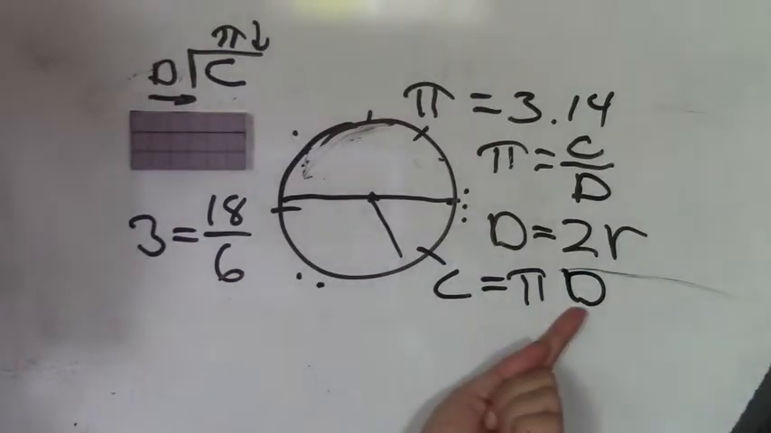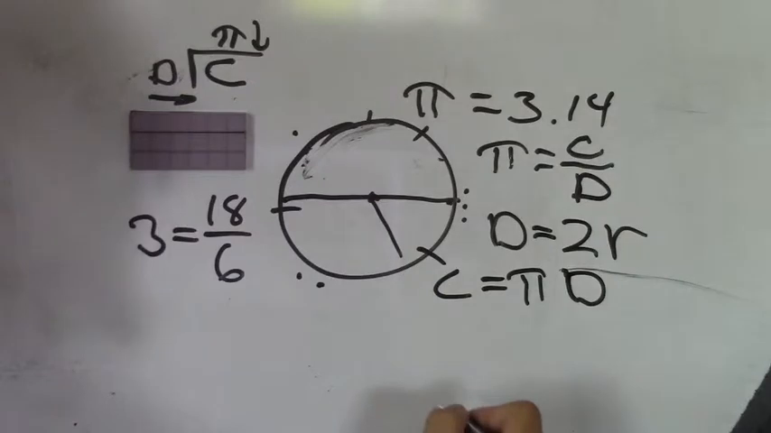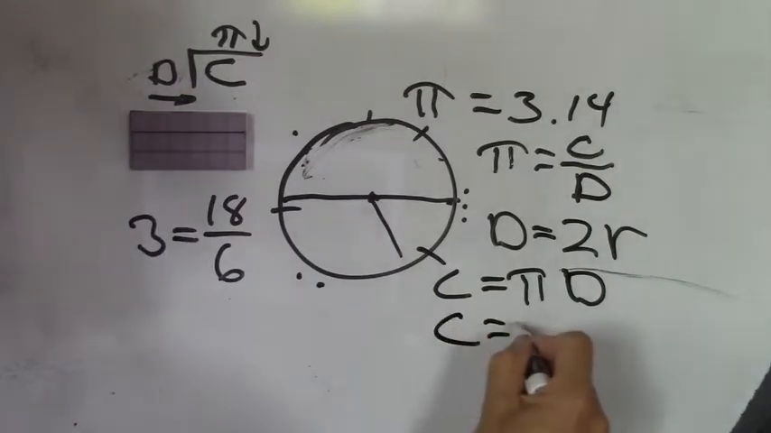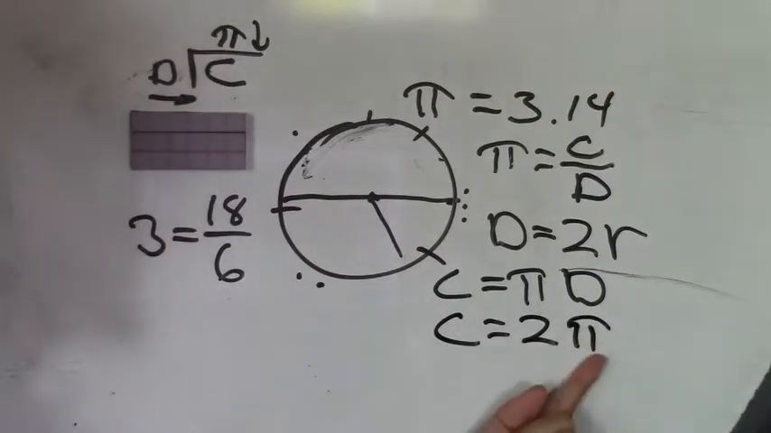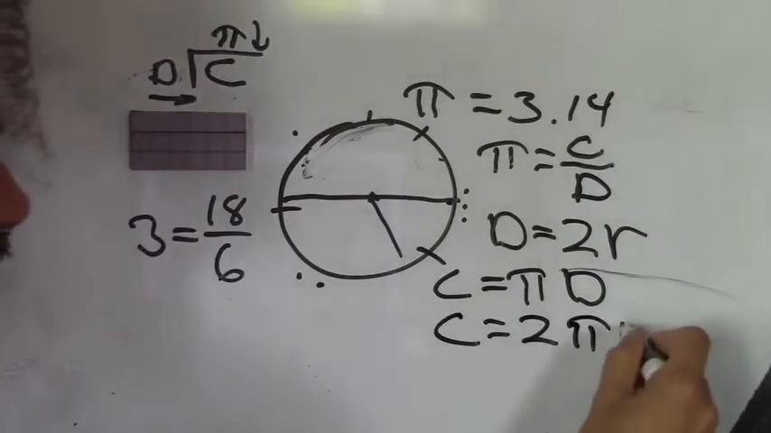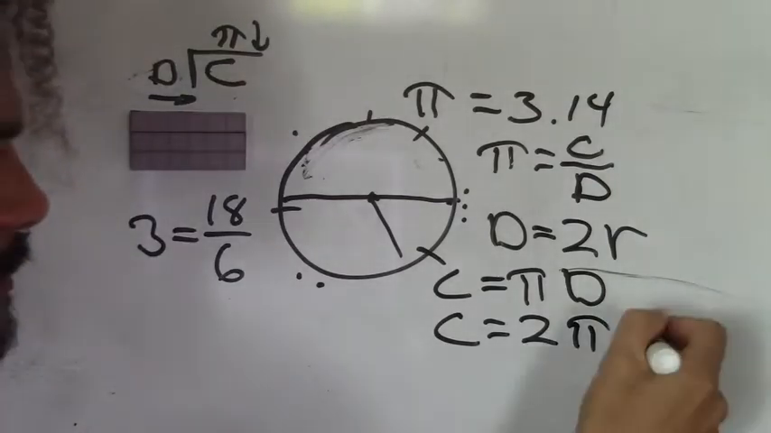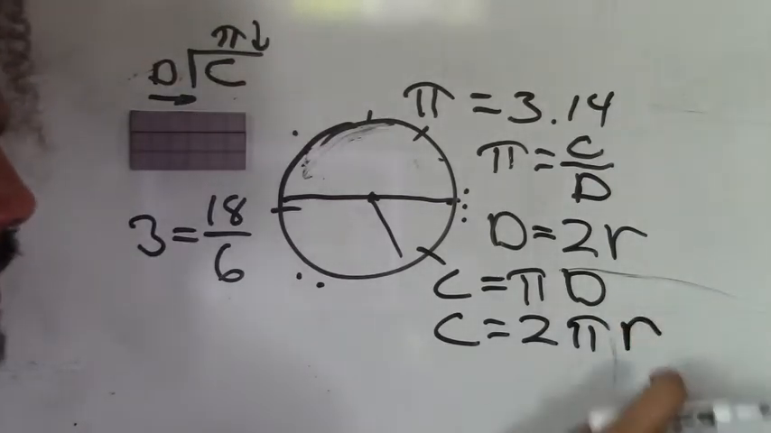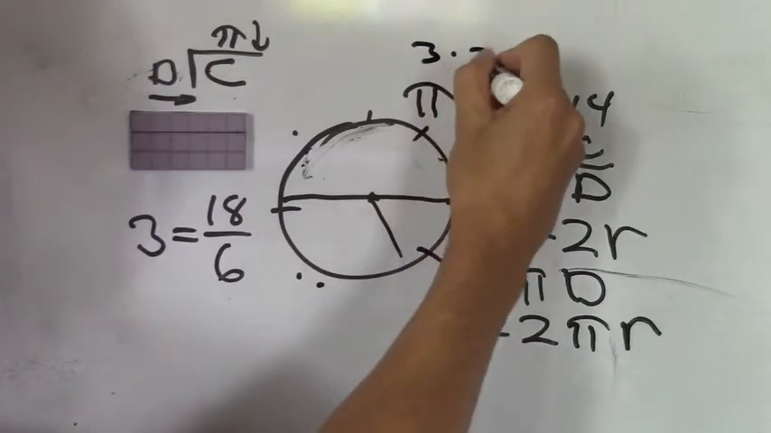What's D the same as? Well, right above it says 2R. So can I say that C is the same thing as 2, Roman numeral, pi, Greek, R, which is our English alphabet? And that's the syntax: 2 pi R.